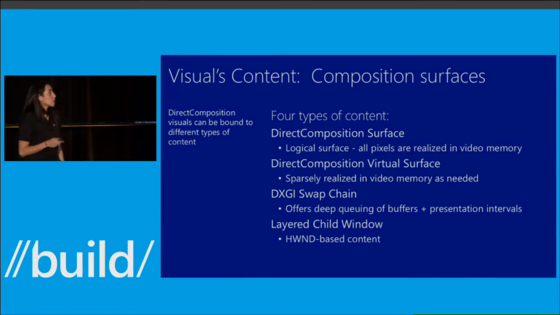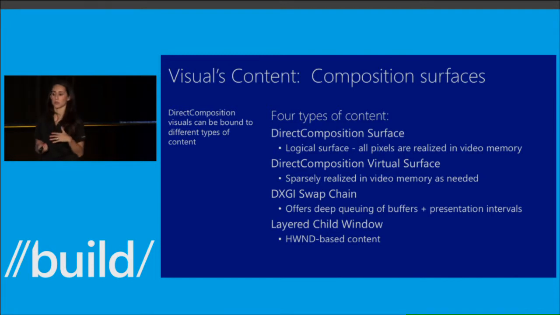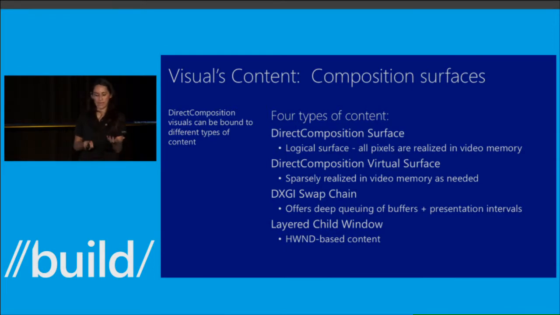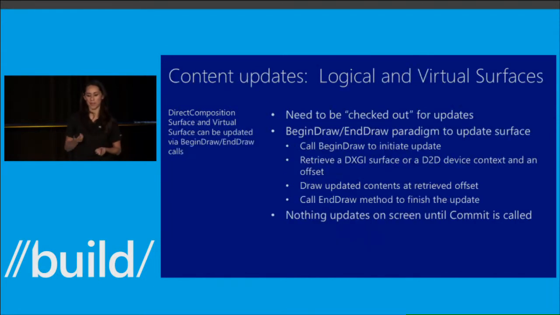Now, layered child windows is a new concept to Windows 8. So before Windows 8, you were able to layer top-level windows. Now you can actually layer your child windows as well. And what it means is that anytime that you layer a window, we create another redirection surface. And that's the redirection surface that we're going to use for composition. So this is the surface that you're going to use if you're trying to get HWND-based content, so some content that you already created and you want to make it part of the DirectComposition scene.